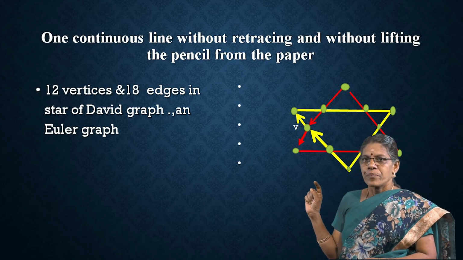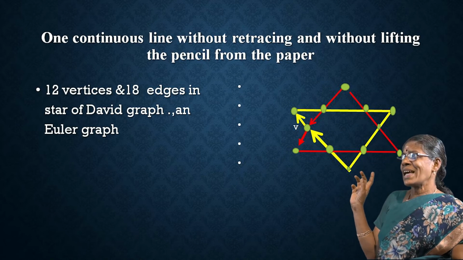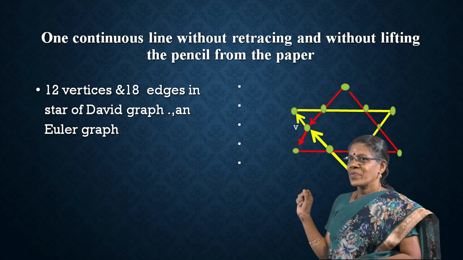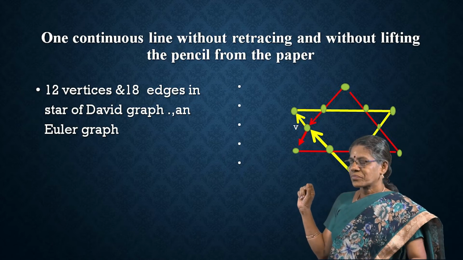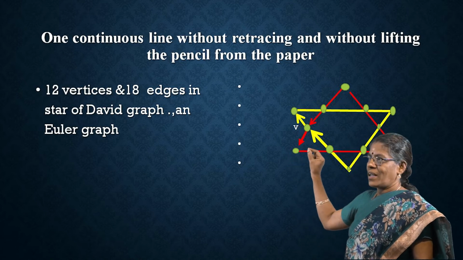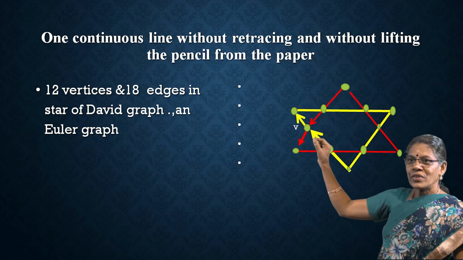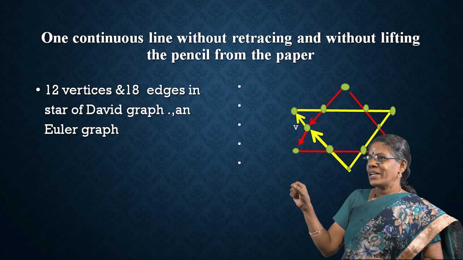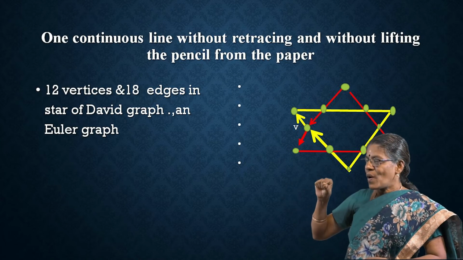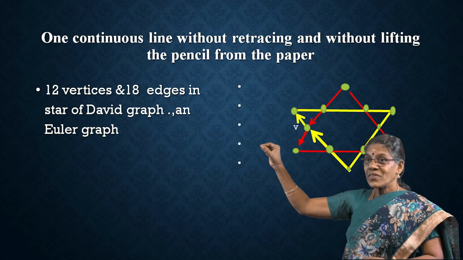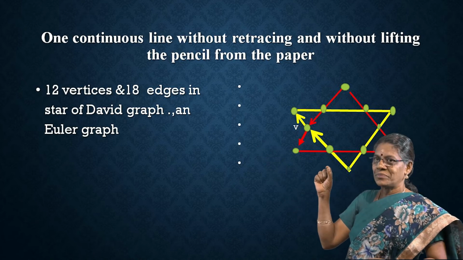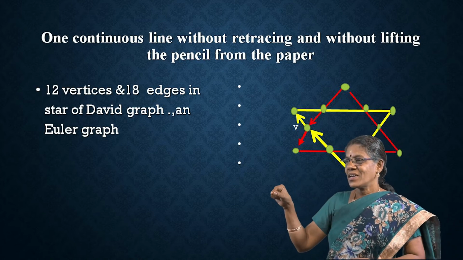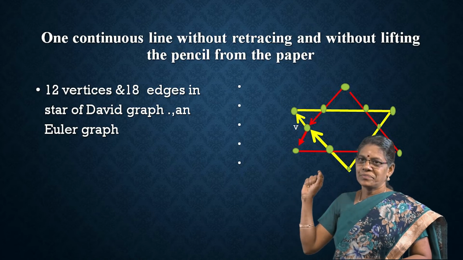Next, it is like a small game you may have played in your younger age. That is, a continuous line without retracing and without lifting the pencil from the paper. We all played it in our younger age. Draw a line without retracing and without lifting the pencil from the paper. The result is our Euler graph. Isn't it? Okay, very interesting graph, Euler graph.